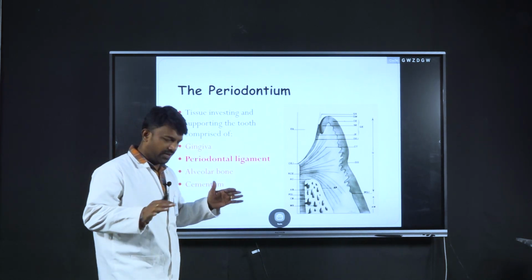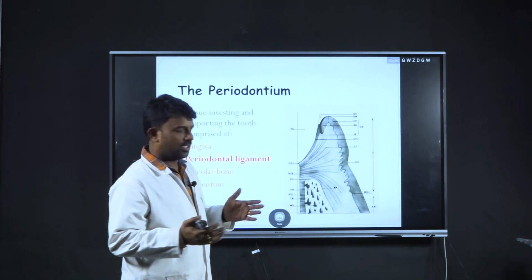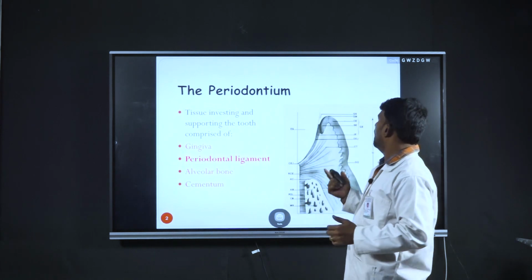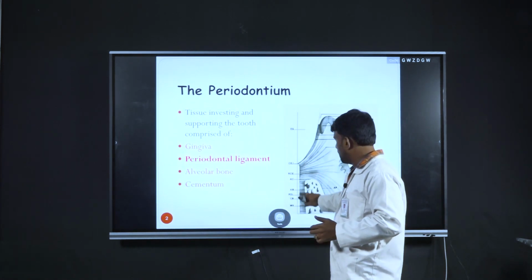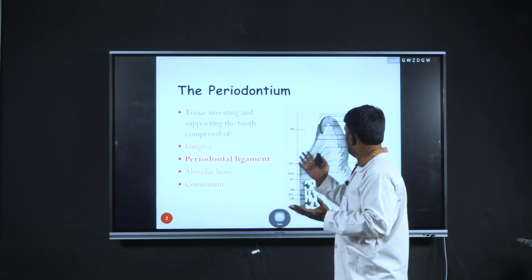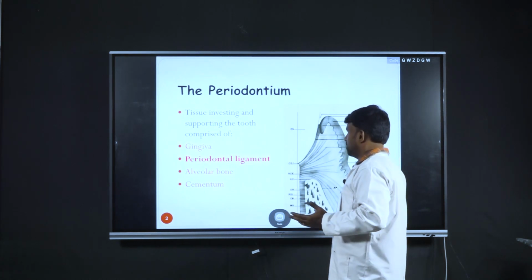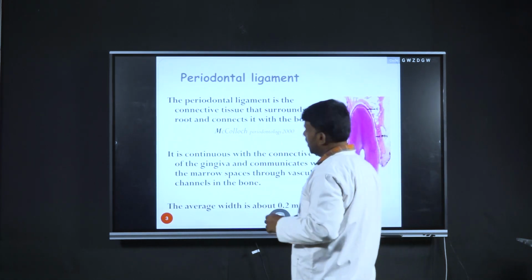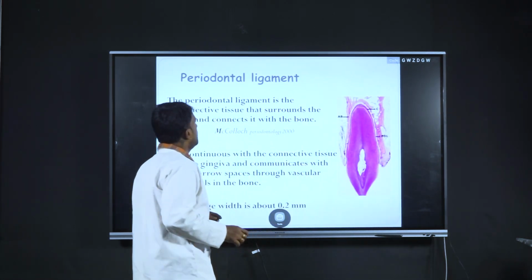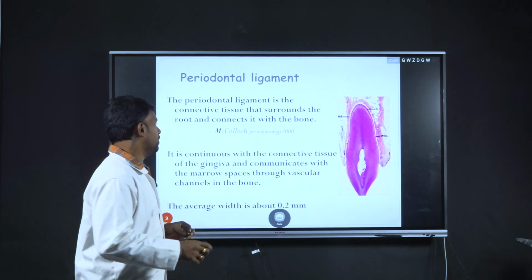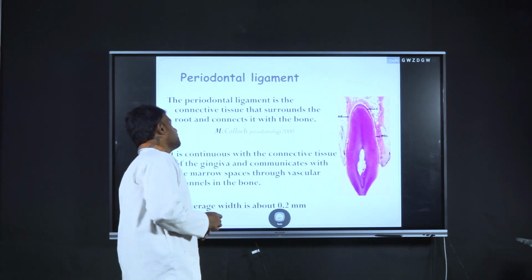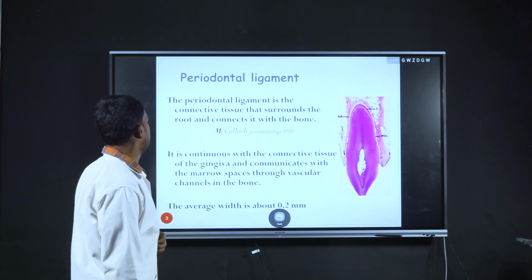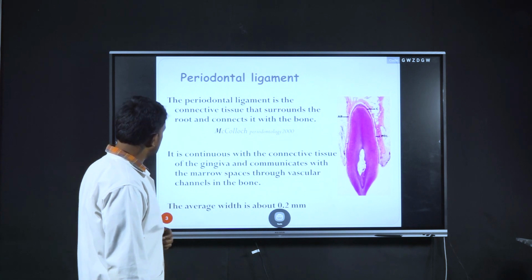Gingiva totally covers the tooth, where it surrounds the tooth. It forms the outer covering of the alveolar process, and periodontal ligament is inside, connecting the cementum and the gingiva over it. Periodontal ligament is the connective tissue that surrounds the root and connects with the bone. It is continuous with the connective tissue of the gingiva and communicates with the marrow spaces through vascular channels in the bone.